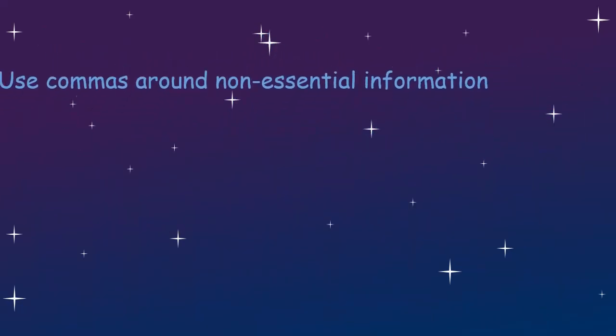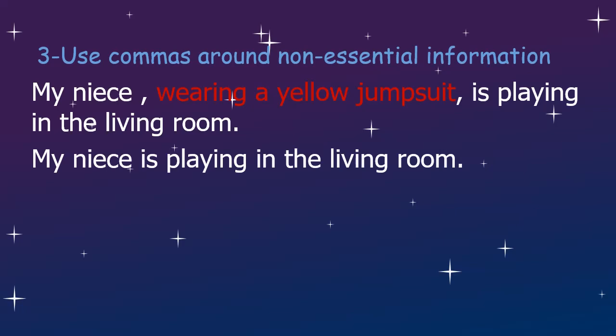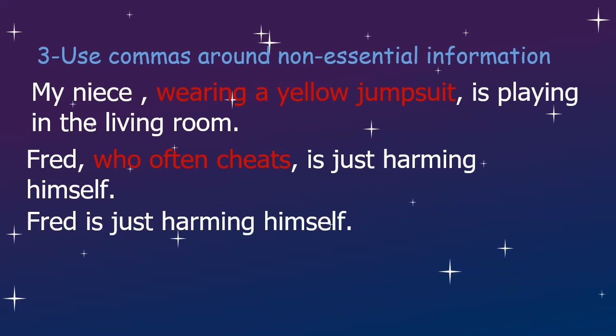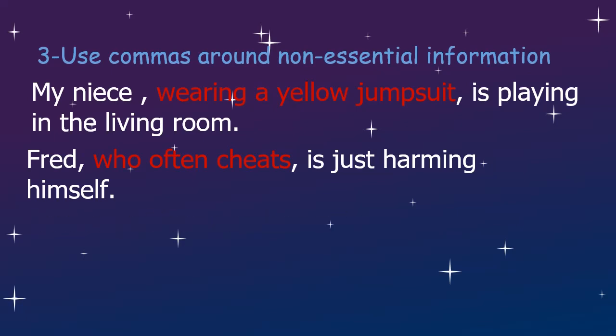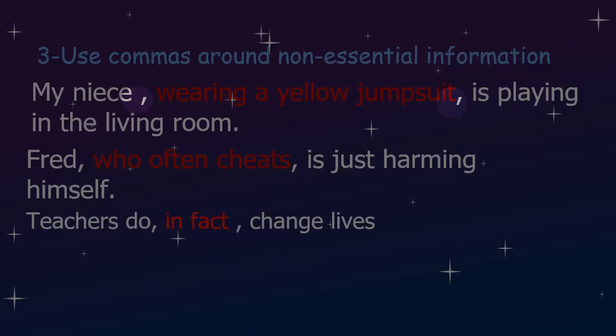The third use is around non-essential information. As an example, my niece, wearing a yellow jumpsuit, is playing in the living room. My niece is playing in the living room. Fred, who often cheats, is just harming himself. Fred is just harming himself. Teachers, do in fact, change lives. Teachers do change lives. The words in red can be cancelled without affecting the meaning of the sentence because they are non-essential information and they are enclosed by commas, as you can see.